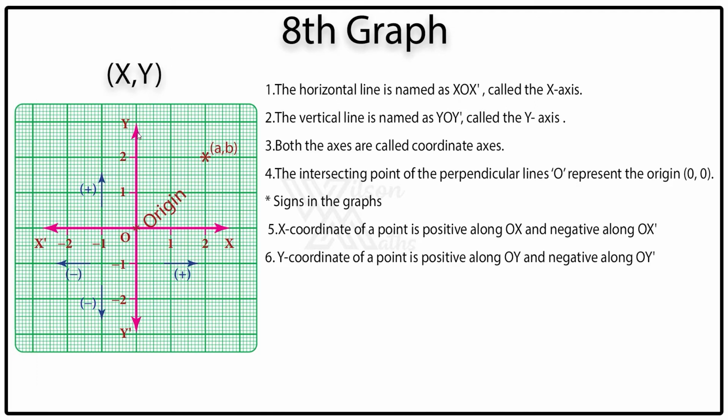Another one, y coordinate points. For the y coordinate of points, OY is positive, OY dash is negative. From O, the top side is positive, the down side is negative.